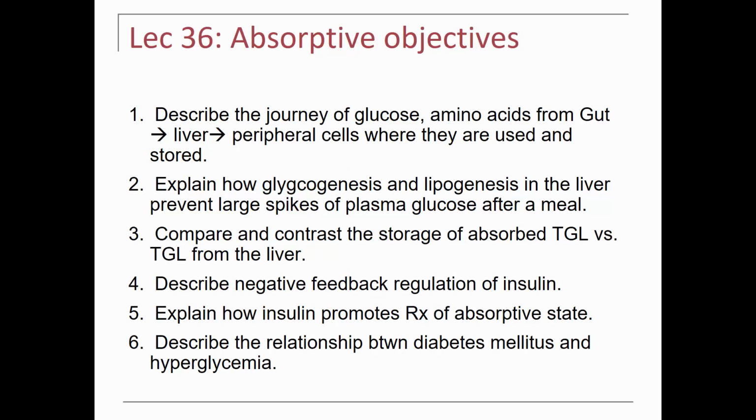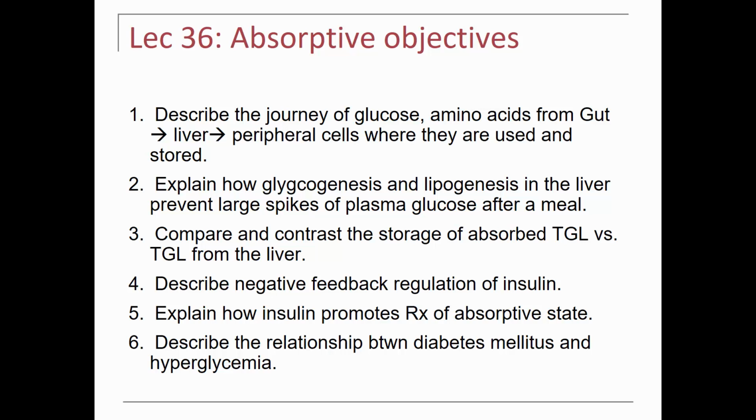Here are our learning objectives. So you've just talked about the gastrointestinal system and the absorption of glucose, amino acids, and fats. One of the things we need to talk about is that glucose and those amino acids that are taken up into the hepatic portal vein go to the liver. We want to think about what the liver's doing with those substrates. The liver removes some substrates, and then the rest go on to the rest of the body and get used and stored.